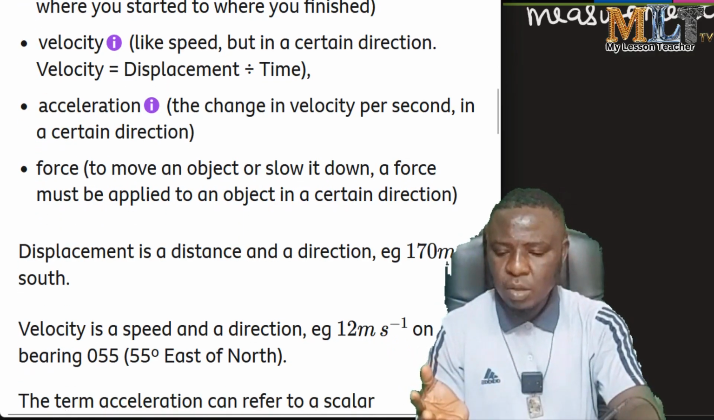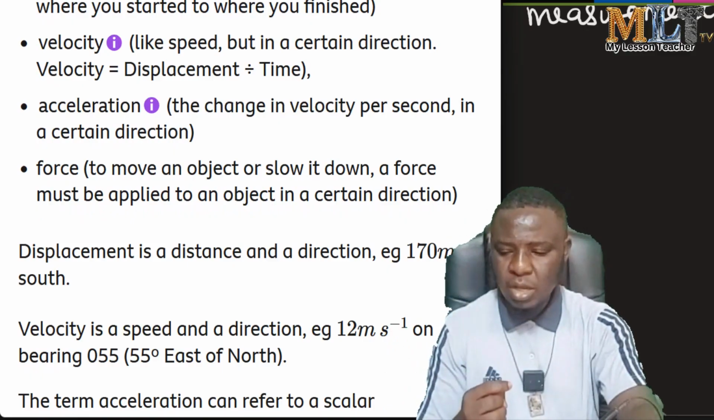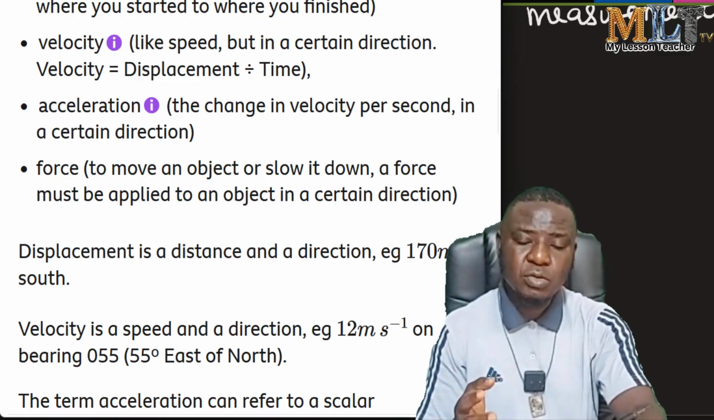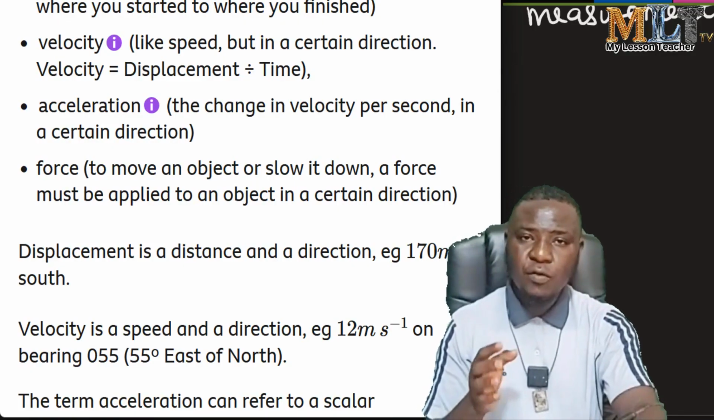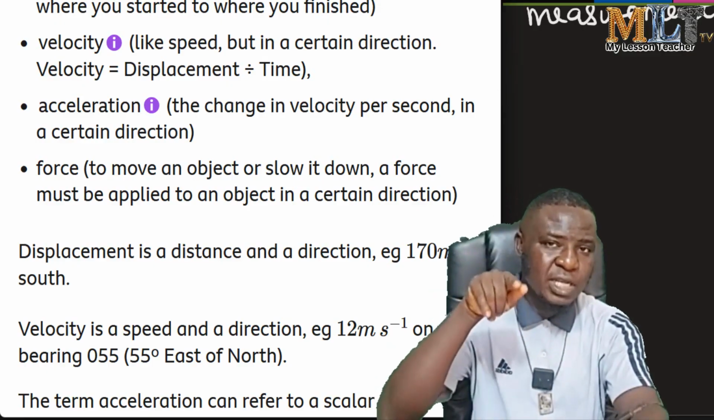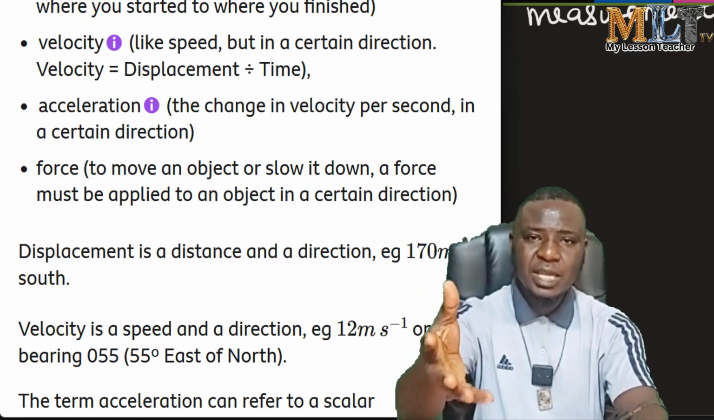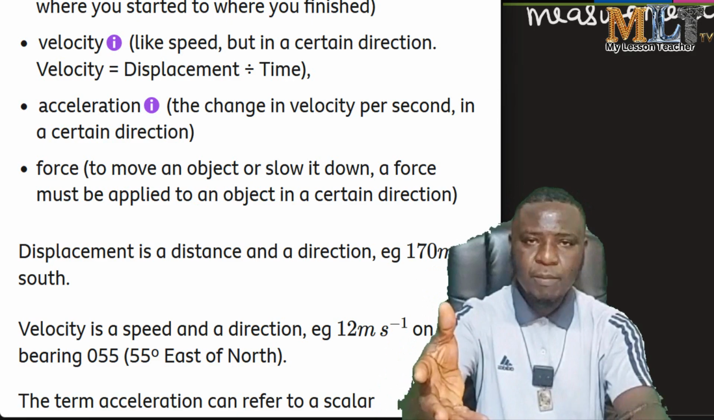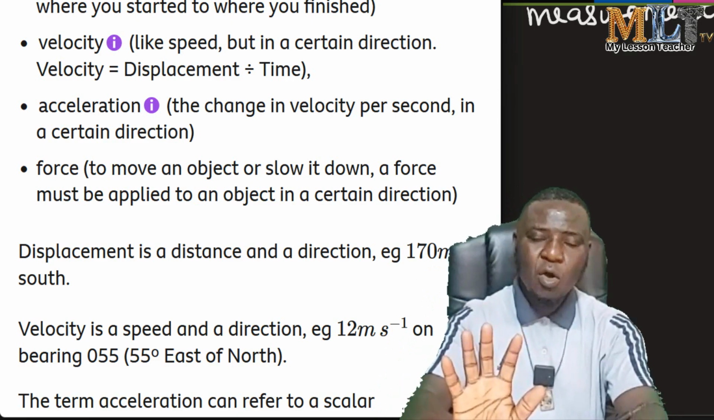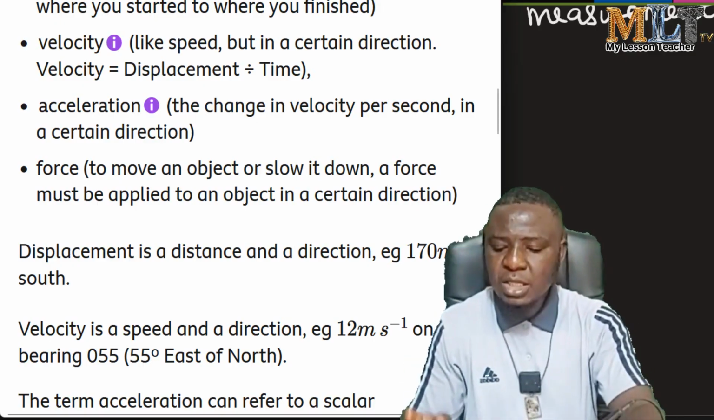Now, what about force? To move an object or slow it down, a force must be applied to the object in a certain direction. Okay? So if you want the object to move faster, you apply a force. If the object is moving in the same direction as the force, then the force increases its speed. But when the object is moving in the opposite direction and the force is applied opposite to it, then it decreases its speed.